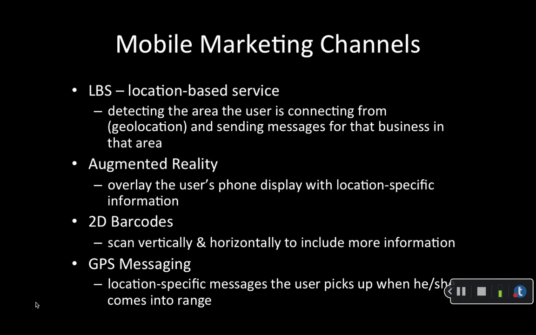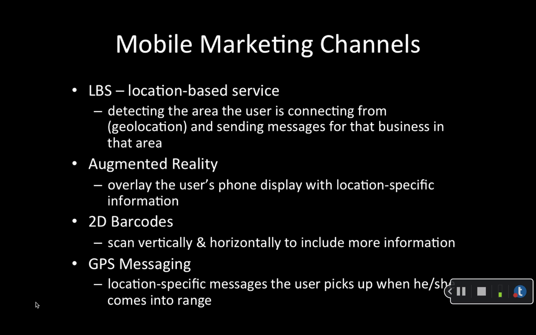Now, the expanding capabilities of mobile devices also enable new types of interactive marketing. New mobile marketing channels include things like location-based service, which involves detecting the area that the user is connecting from, also called geolocation, and sending marketing messages for businesses in that area. Augmented reality mobile campaigns overlay the user's phone display with location-based information about businesses and products.